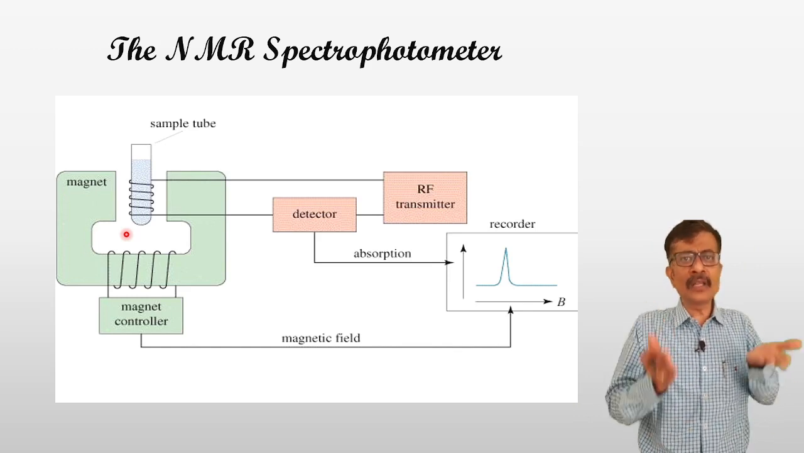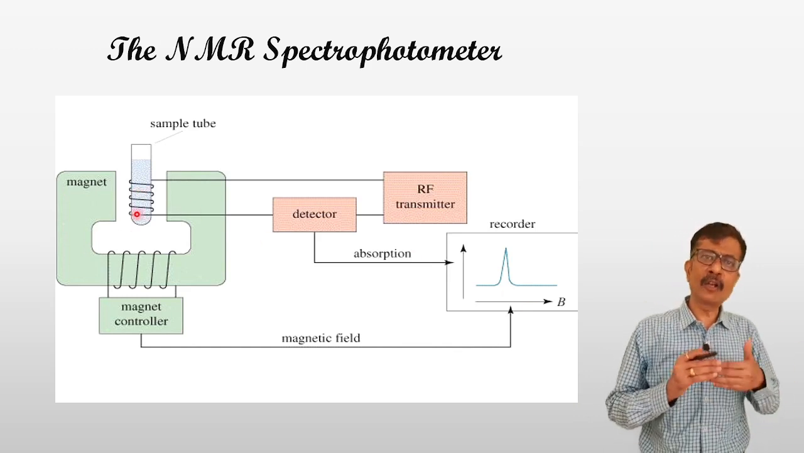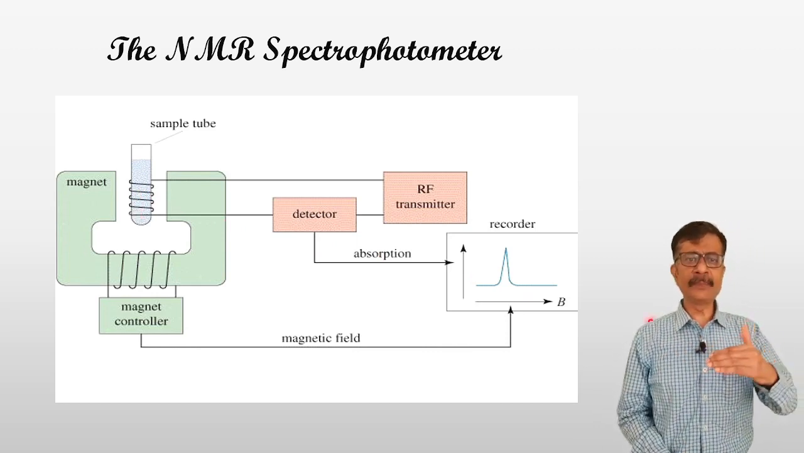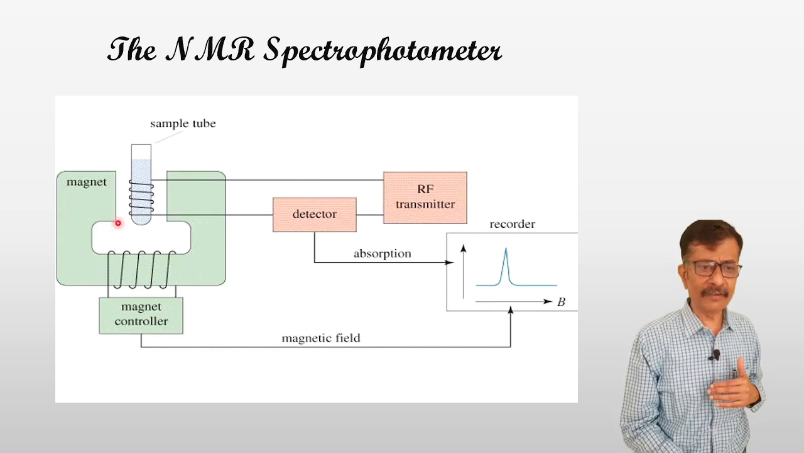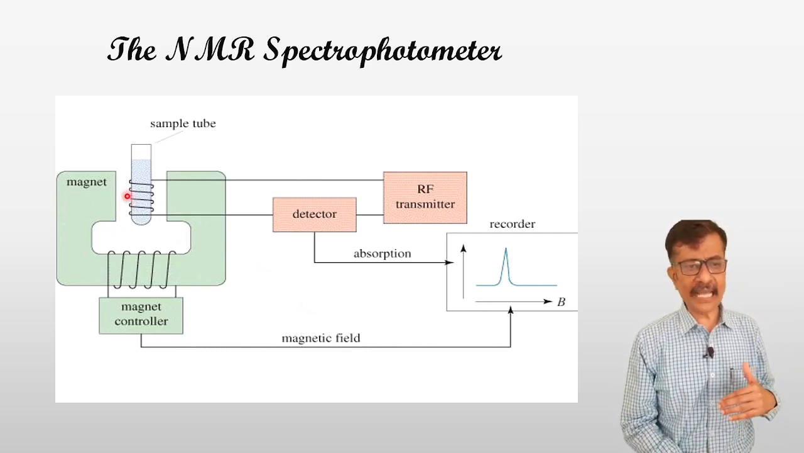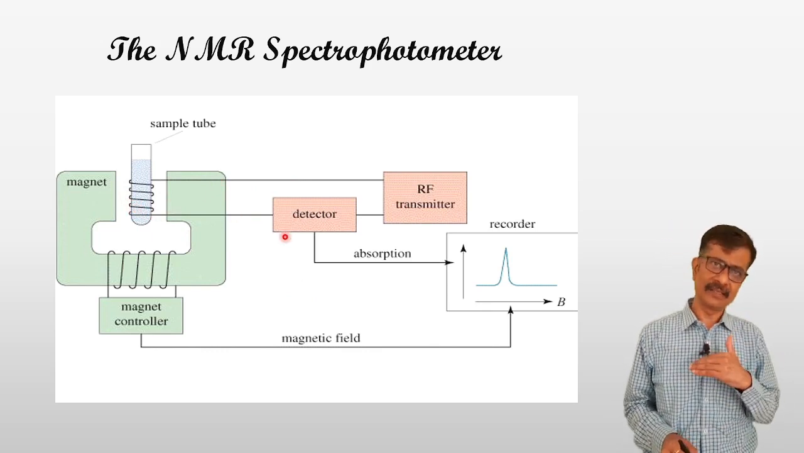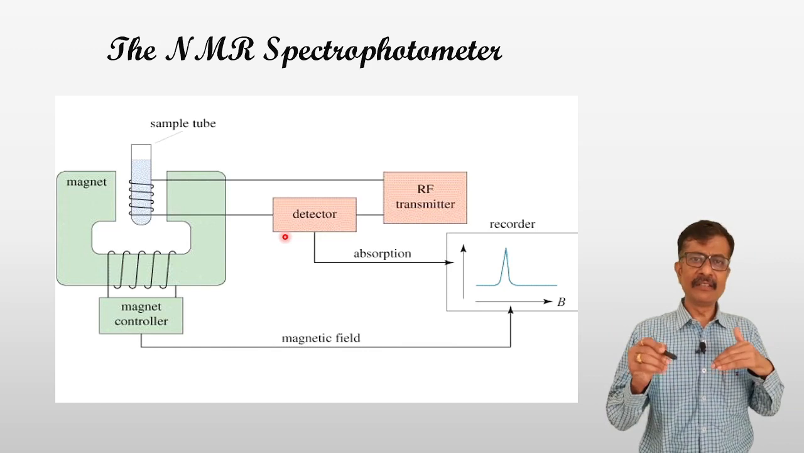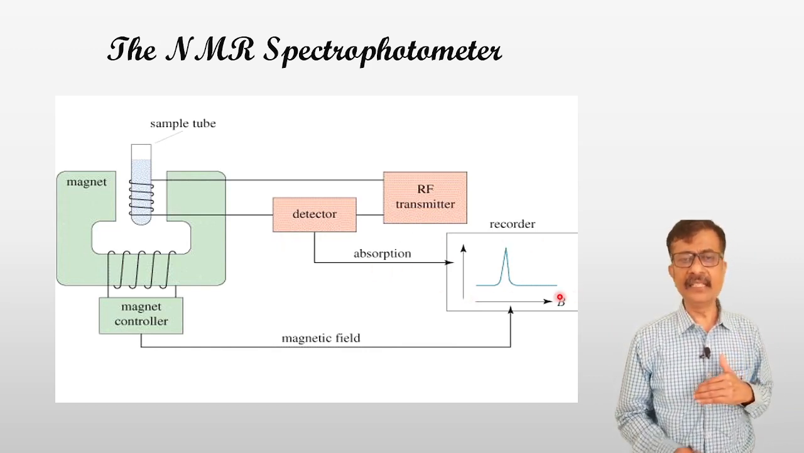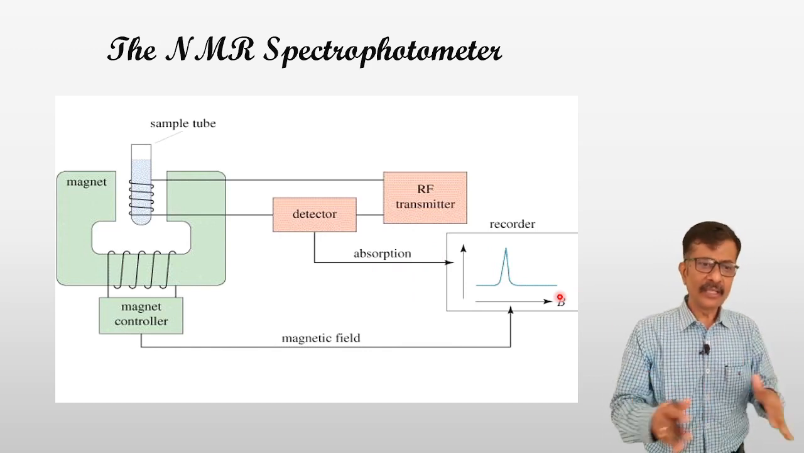As we go on increasing the applied magnetic field, the precessional frequency will also increase, and when the precessional frequency becomes equal to the frequency of the radio waves, it will absorb. At that moment, the absorption will be recorded and the amount of transmitted radio waves will decrease. That deflection will be recorded as absorption, and it will be recorded as a peak on the record. Okay, this is how it takes place.